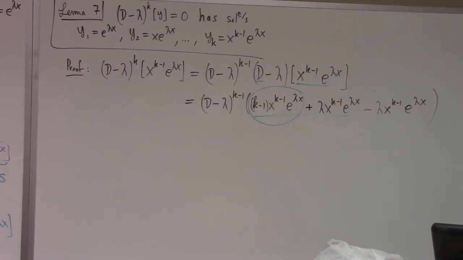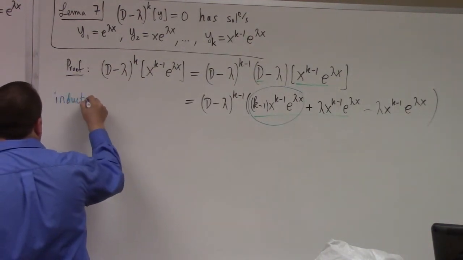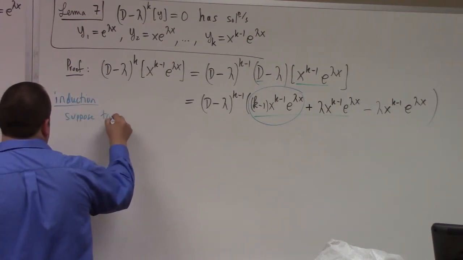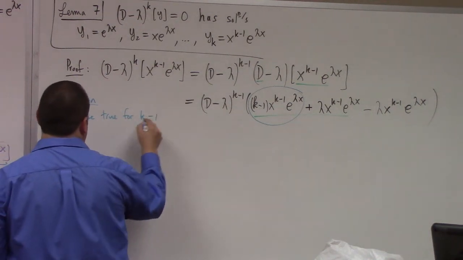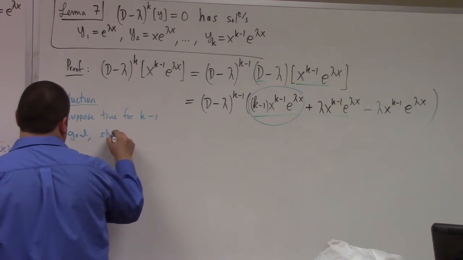So this calculation shows that that's 0 by induction. Do you guys know induction? Do you know how to do induction? Anybody know? We suppose something is true for, like, in this case, the kth power. Actually, so here the induction step would be: suppose true for k minus 1, goal, show true for k.